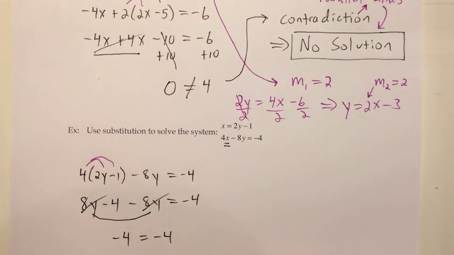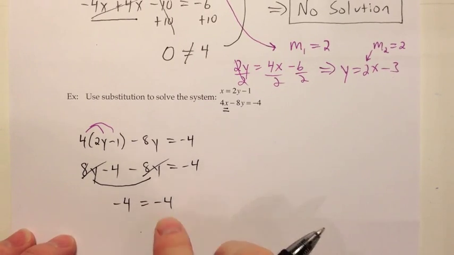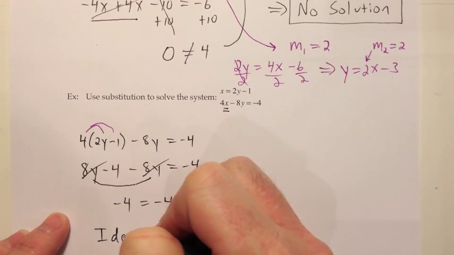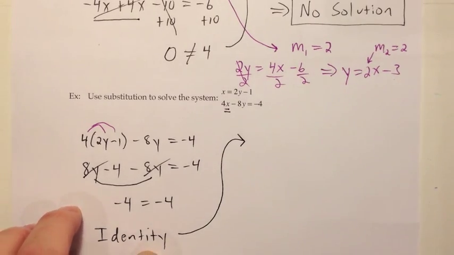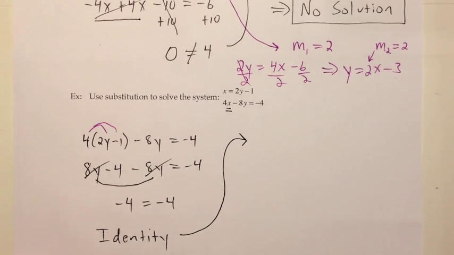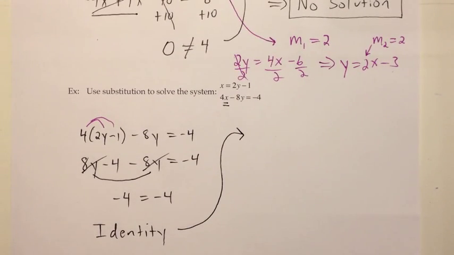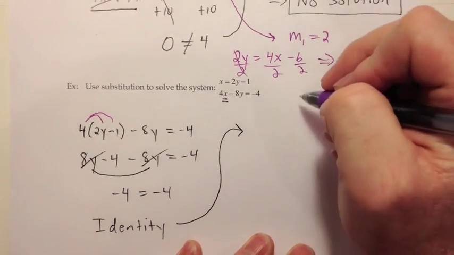So again, my variables have dropped out, but this time what's left over are two numbers that are equal to each other. When there are no variables and the two sides are equal, we say that's an identity. So then the question is, what does that mean? So let's take a look at these two equations like we did on the last one. And this work is actually optional, but I just want you to see what's going on.